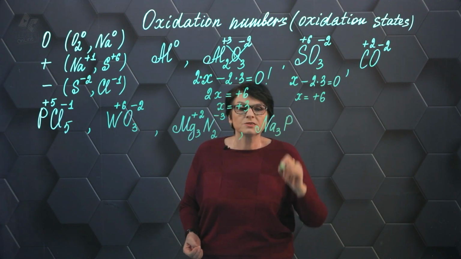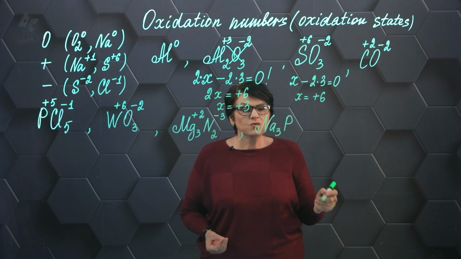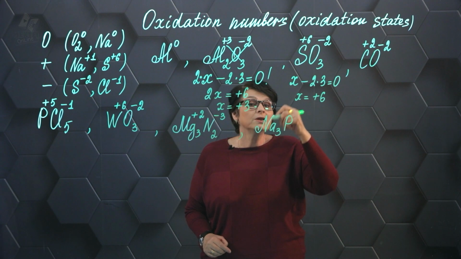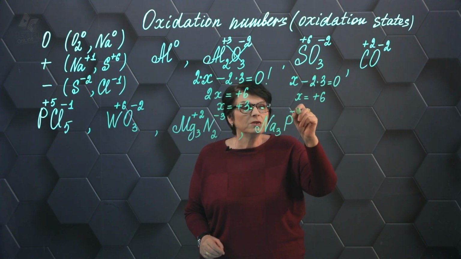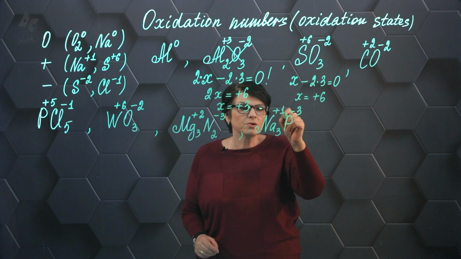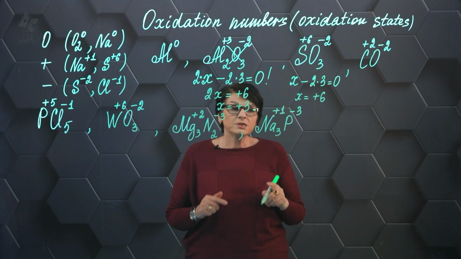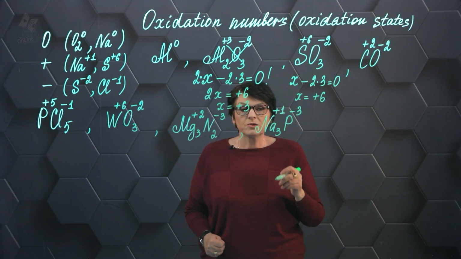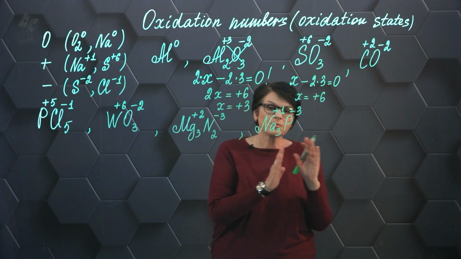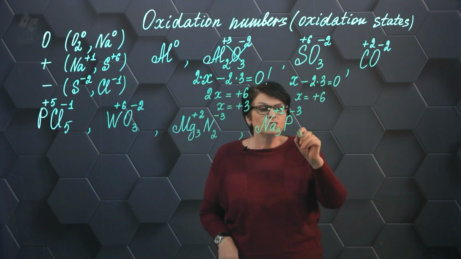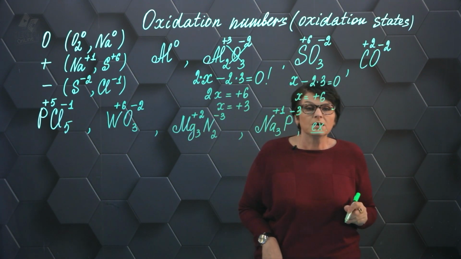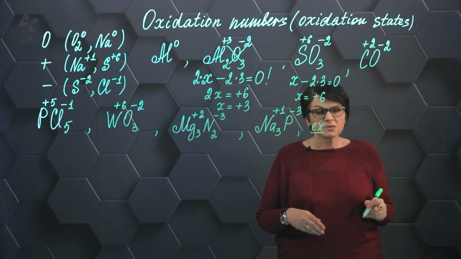Na3P, sodium phosphide. Then phosphorus, it's just like nitrogen, it's in group 5 or group 15, -3. And again, through the rule of the cross, sodium will be +1. Well, here I would like to draw your attention to the fact that an element with a negative charge is usually located at the end.